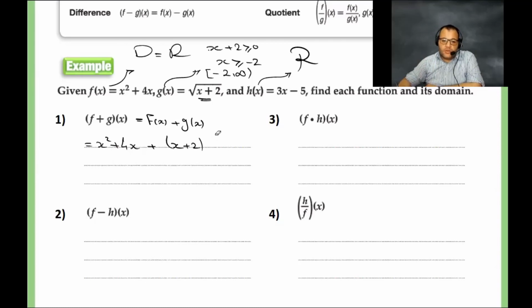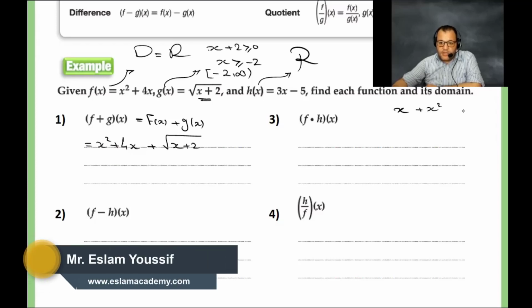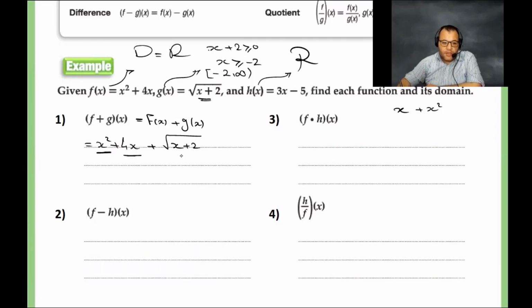There is one lesson called adding algebraic expressions. You know this lesson? Can you add x plus x power 2? No, because they have different powers. They are unlike terms. The first one is x power 2, the second one is x power 1, the third one is x power 1 over 2. So that is the simplest form. You can't simplify it more.